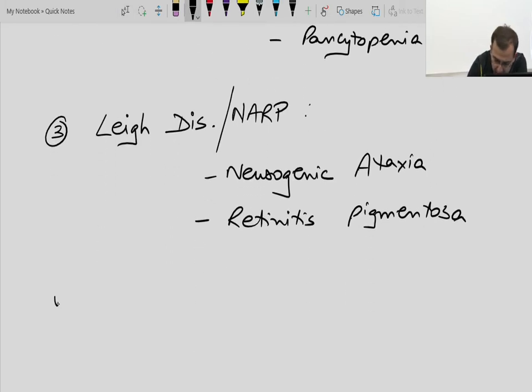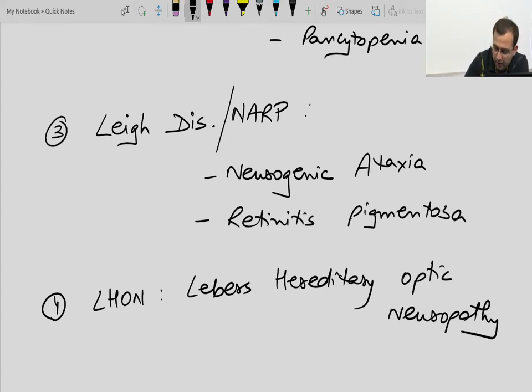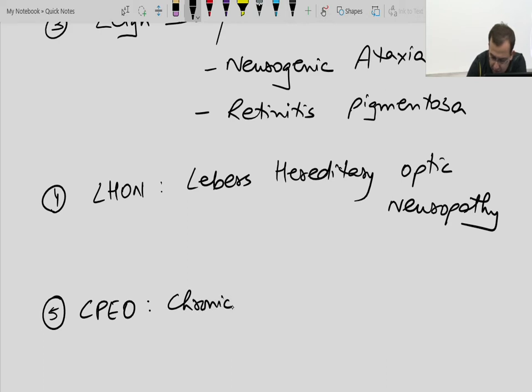Next is LHON, that is Leber's hereditary optic neuropathy. LHON, Leber's hereditary optic neuropathy. Next is CPEO, that is chronic progressive external ophthalmoplegia. CPEO, chronic progressive external ophthalmoplegia.